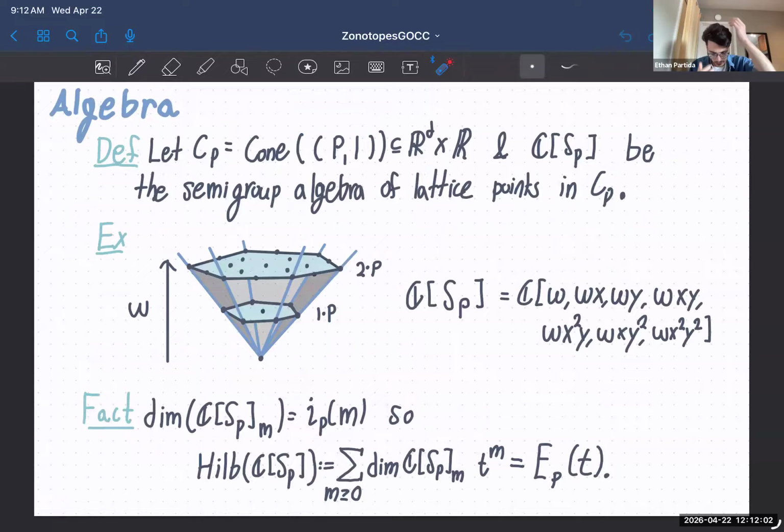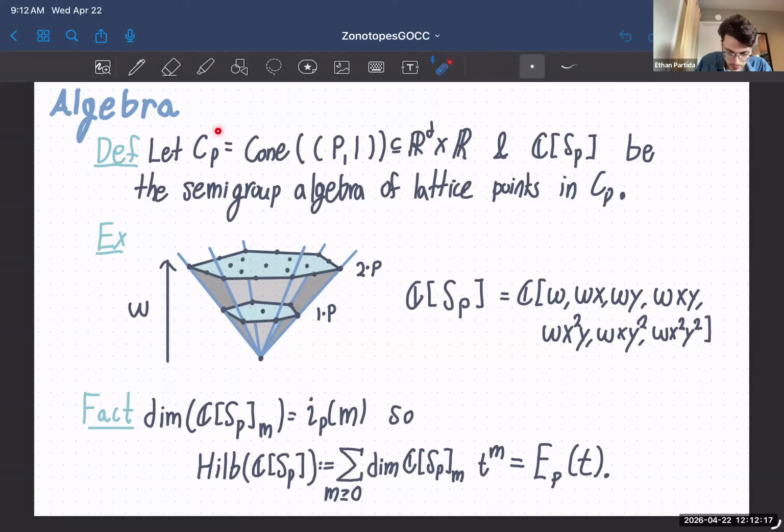Okay, so we're going to construct this gadget, which will be known as the affine semigroup algebra. And this algebra will encode the various lattice point counts of these dilates. And the construction goes as follows.